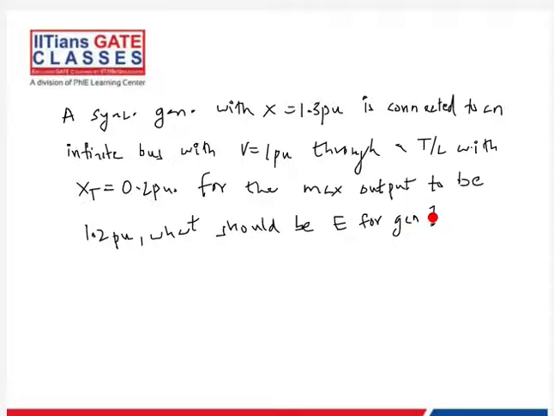So they have said that the synchronous generator has a reactance of 1.35 per unit. It's connected to an infinite bus bar with voltage 1 per unit through a transmission line having impedance 0.2 per unit. So this is the maximum output. So maximum output, steady state stability limit, everything is the same. If the steady state stability limit has to be 1.2 per unit, what is the value of E? It's a simple formula substitution. You can let me know what the value is.